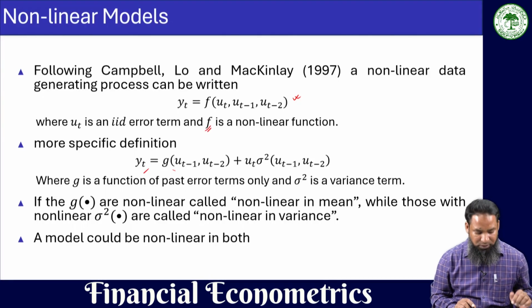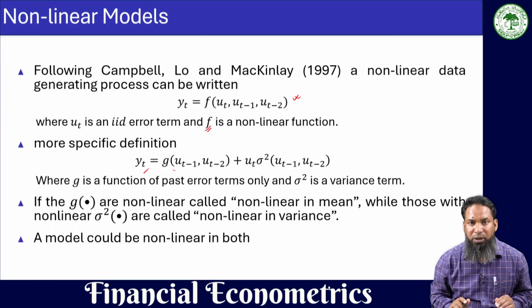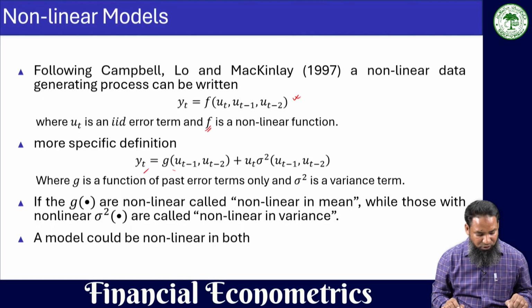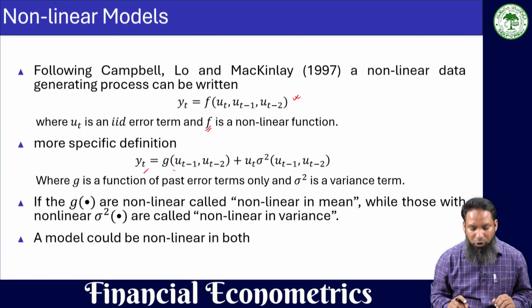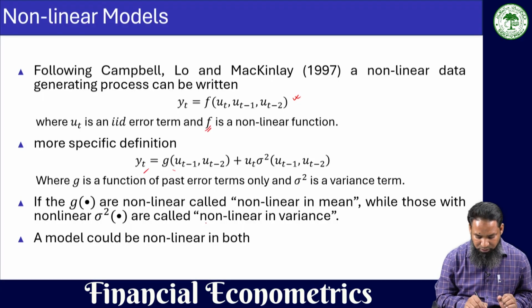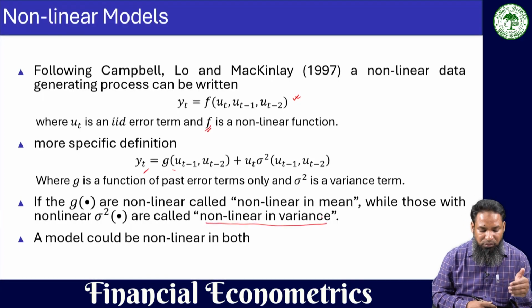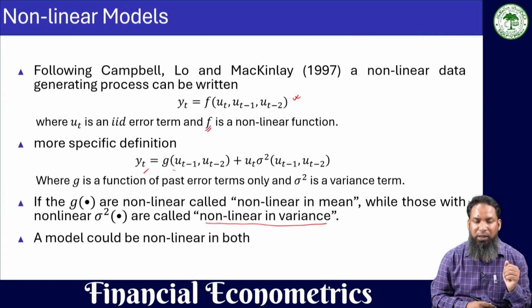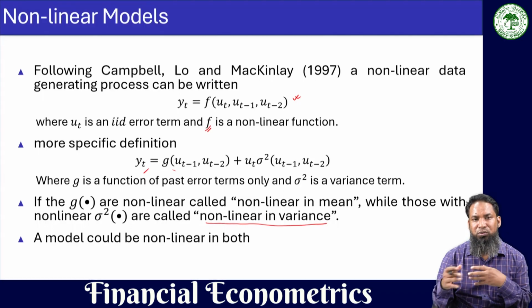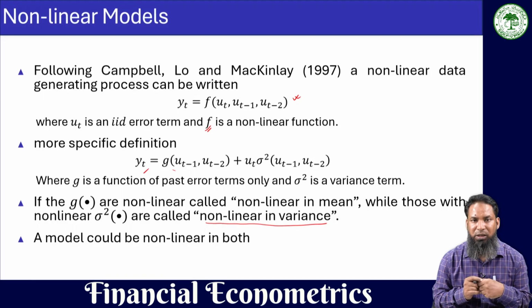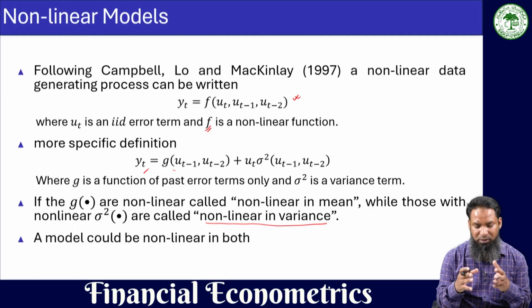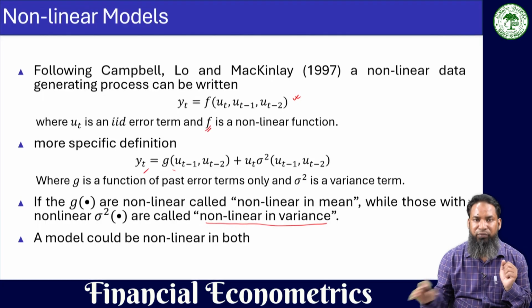So the function g could be nonlinear. If it is, then we call it nonlinear in the mean, while those with nonlinear sigma square we call nonlinear in the variance. A model could be nonlinear in both. However, here our concern is the nonlinear in the variance. So Campbell, Lo and MacKinlay have shown that a nonlinearity in the relationship also could be captured through the nonlinearity of the variance. So that will basically be the focus of this particular week.